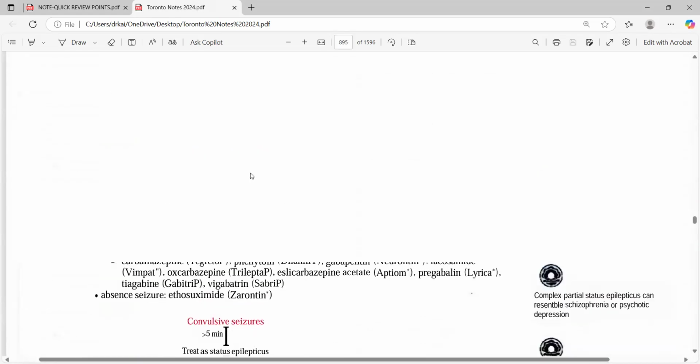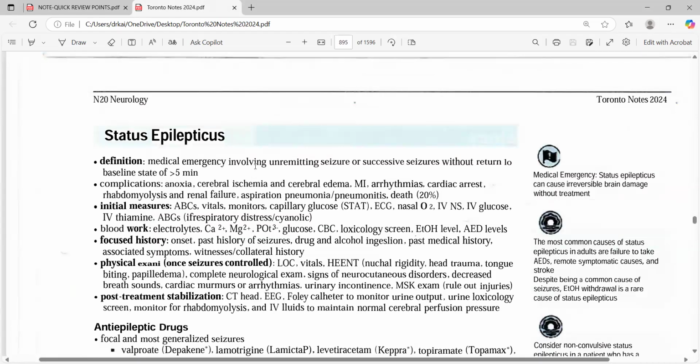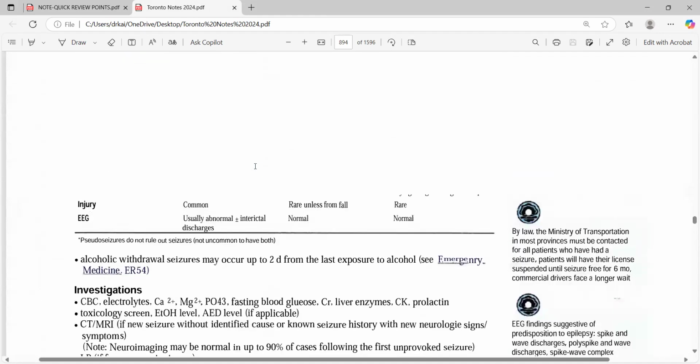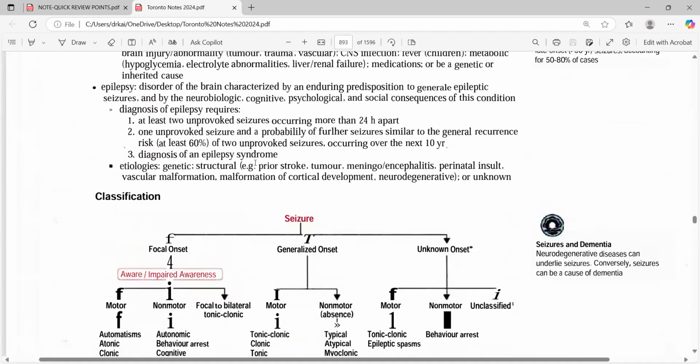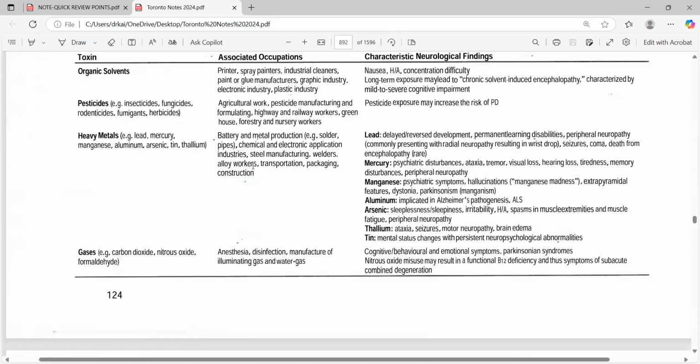I'm trying to find the PDF where I have written down the important topics from Toronto Notes. If I find it, I will share it with you, and then it will be easier for you whenever you are going through Toronto Notes.